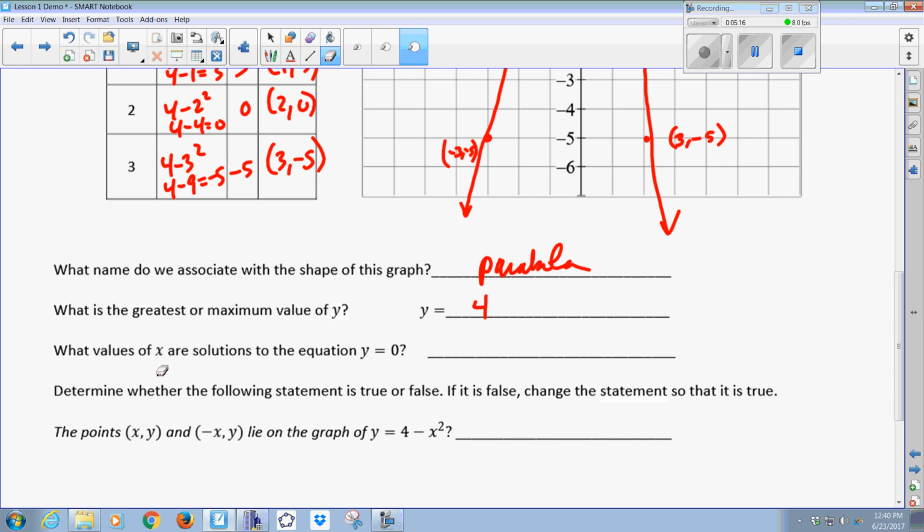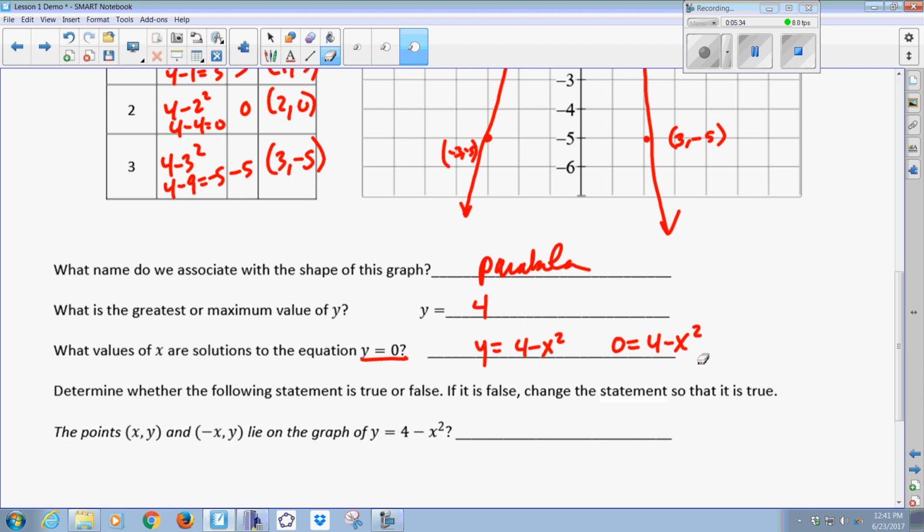The next question asks us a little different question. It says, what values of x are solutions to this equation? So what values of x? So in other words, our equation looks like this. And now I want to know, if I replace y with 0, what values of x would solve this equation?